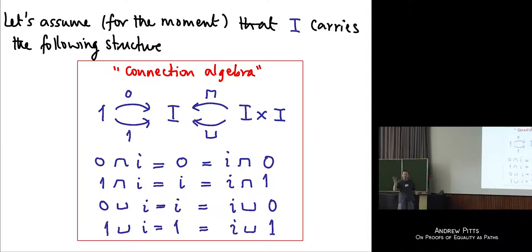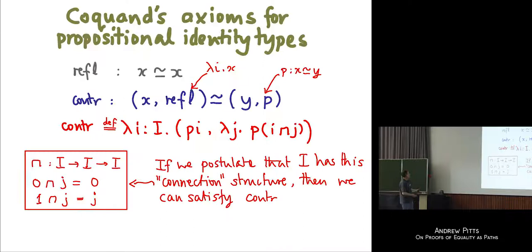For the moment, I'm going to assume we have an object I with its two global elements, 0 and 1. And let's assume we also have a morphism from I cross I to I that satisfies these equations. For symmetry purposes, I want 0 and 1 to be as good as each other, so I'm going to throw in the dual operation as well with its equations. In the end, these are going to be subsumed by another set of axioms, but this will do for the moment. Any object that has that structure will allow us to satisfy the second of the four axioms. So they're good.